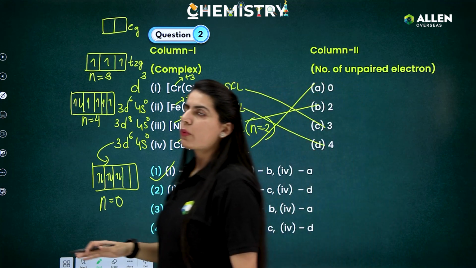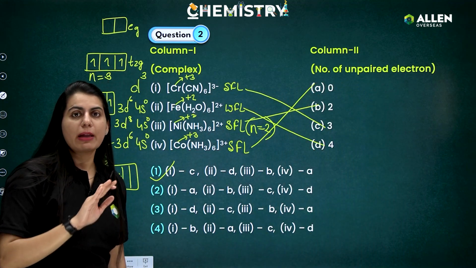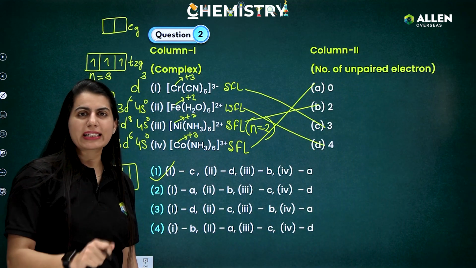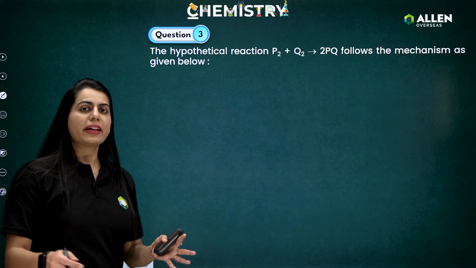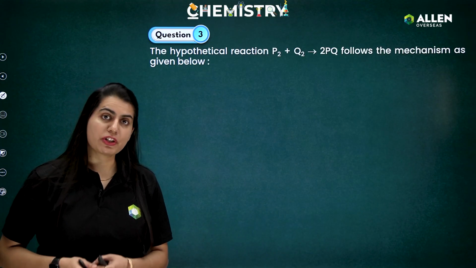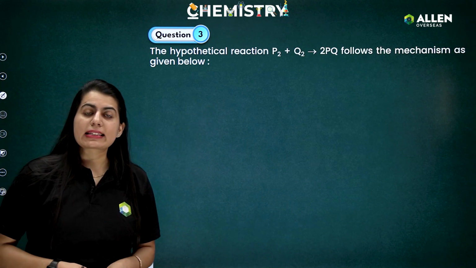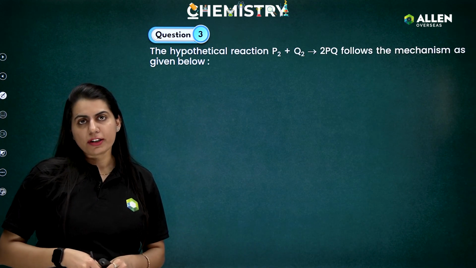Okay, so that was a question from coordination compounds, which is an important chapter from your class 12 chemistry. Alright, so let's talk about our next question, which is about chemical kinetics, and it is a complex order question.